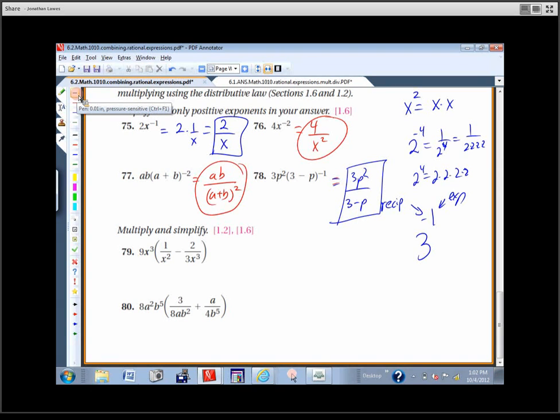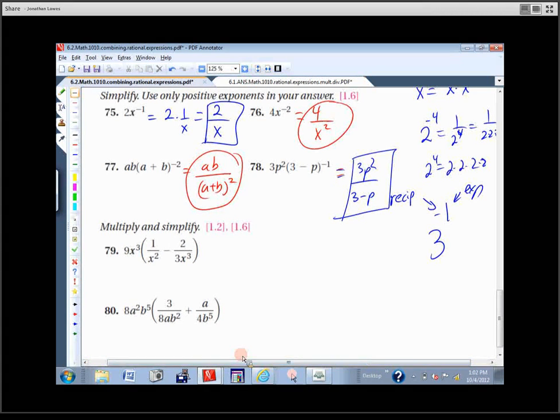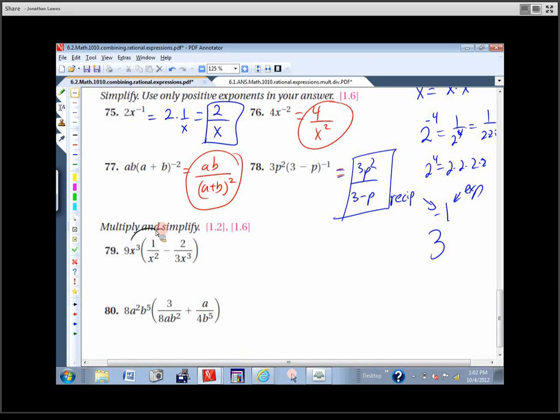And last couple and we're done. It says multiply and simplify. So we're going to distribute through here. So this is going to be 9x to the third over x squared minus 18, let's see, x to the third, 3x to the third, and then simplify.